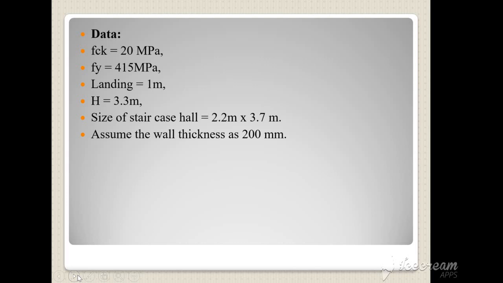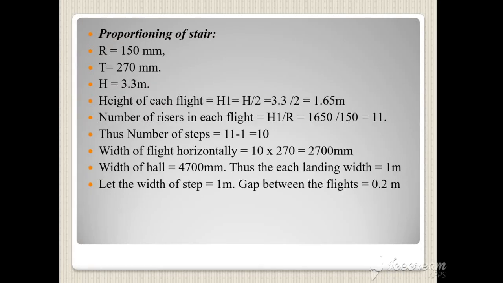Now once we are done with the input details, we need to proportion the staircase. As per the given data, if the riser and tread are not given, then we just assume 150 mm and 270 mm. The floor to floor height is 3.3 meter. In this single floor height we have two flights. A dog legged staircase has two flights, so h1, the height of each flight, will be h divided by 2, which is 3.3 divided by 2, around 1.65 meters.